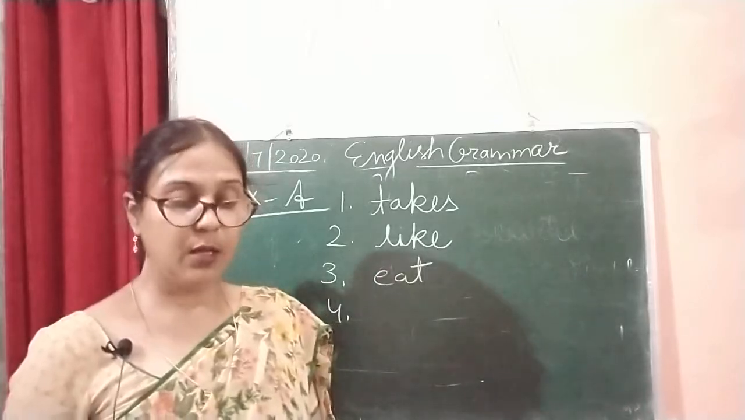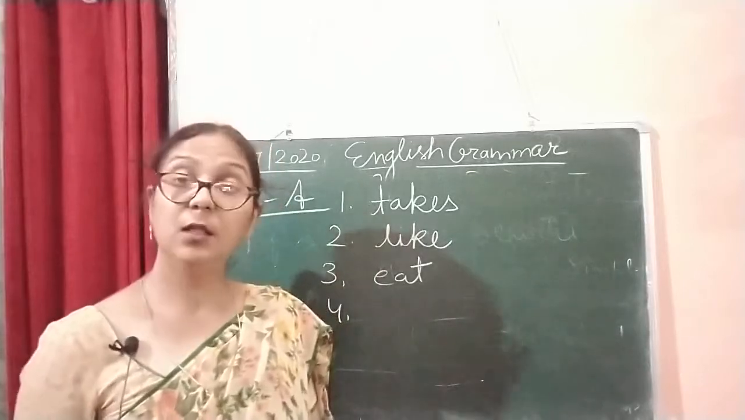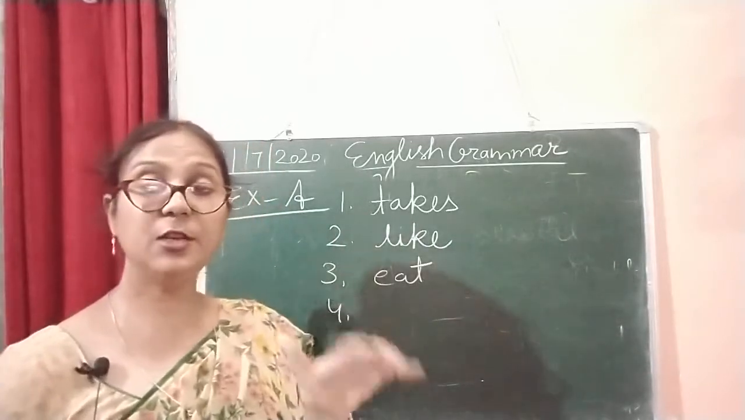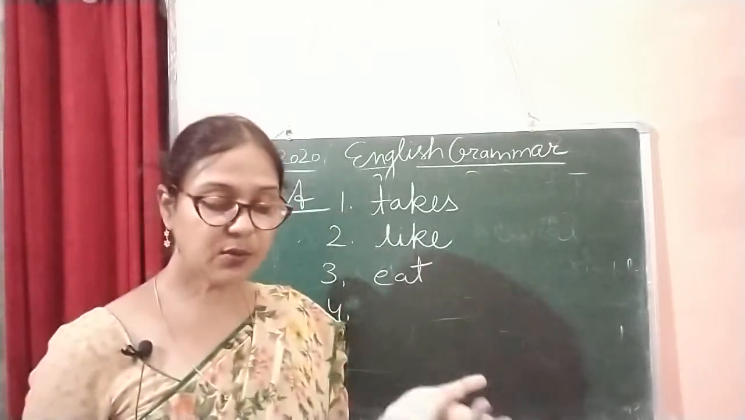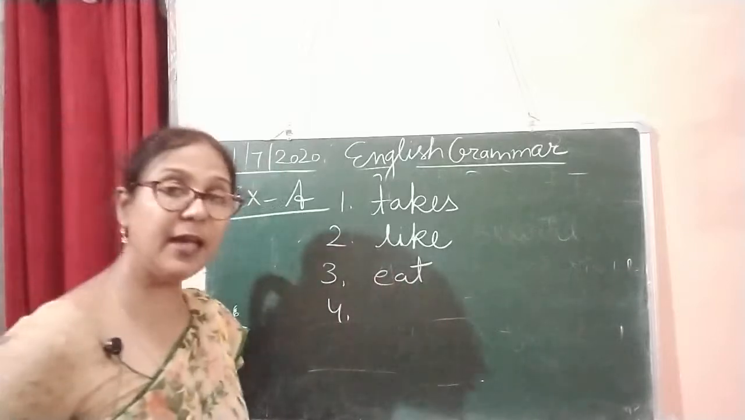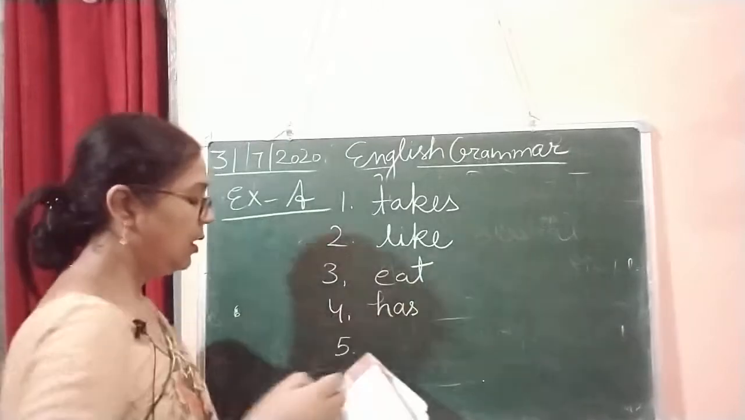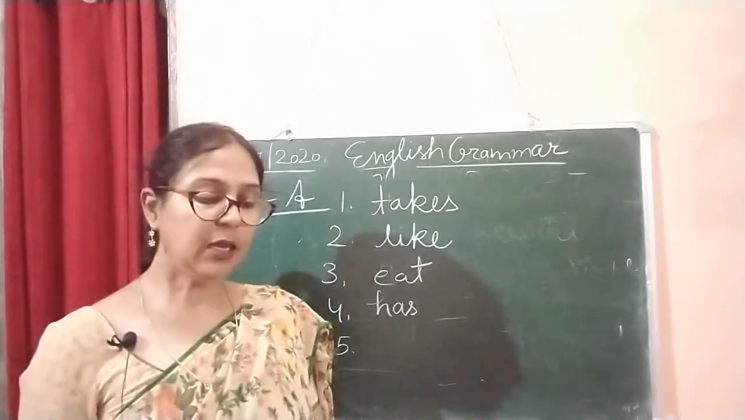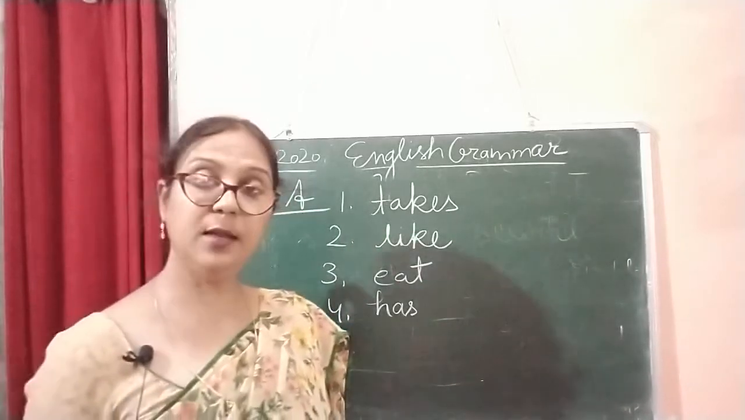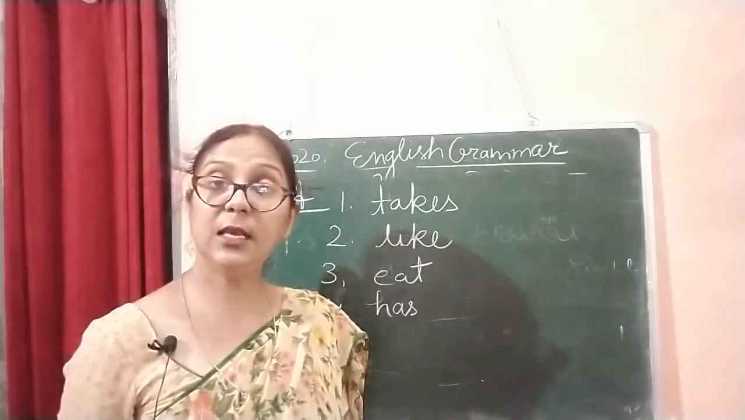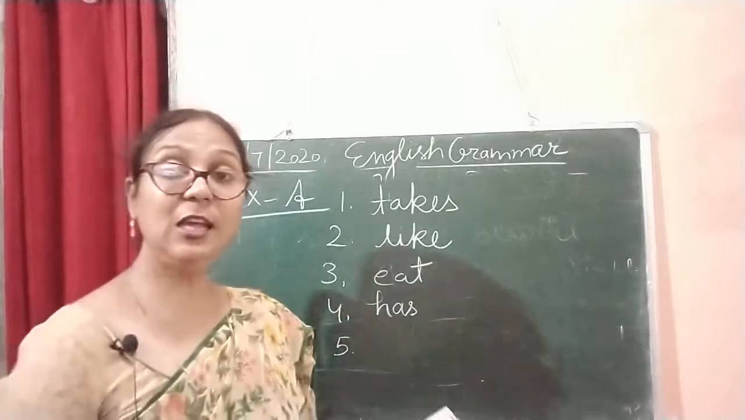In number 4, this market dash many shops. Now this market, this particular market we are talking about. So this market, what are we going to use? We are going to use this market has many shops. Now in fifth, he dash the instruction given by his mother. He, here you can see he is a singular subject. Now we are going to use he follows.